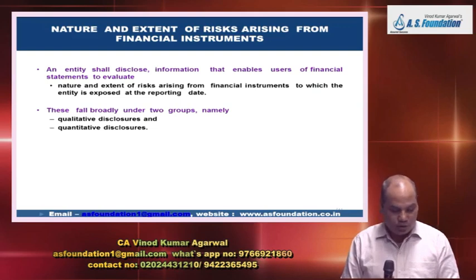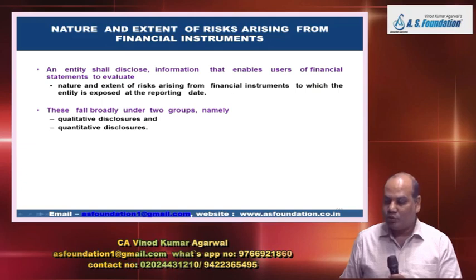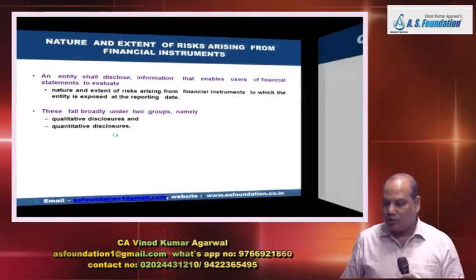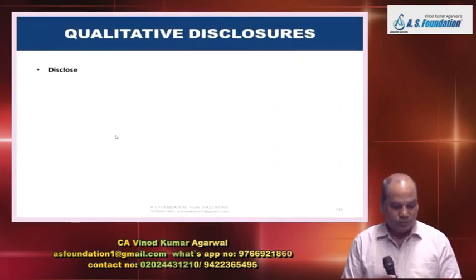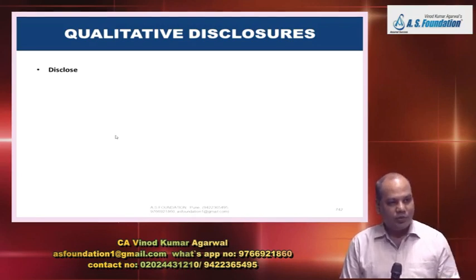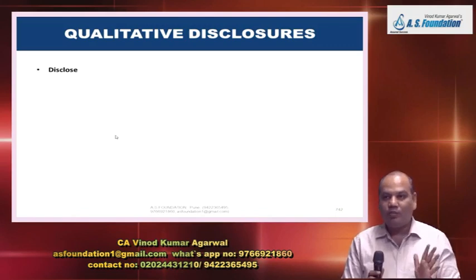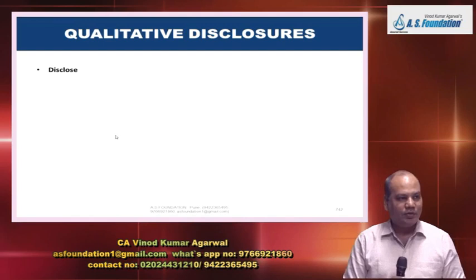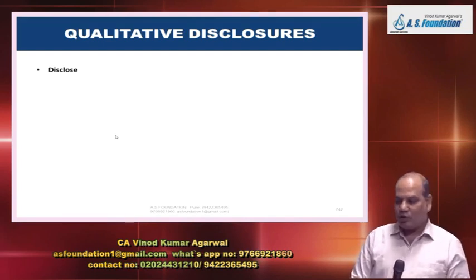Not only that, you have to disclose the nature and risk arising from financial instrument in such a manner that it will enable the users to evaluate the nature and risk arising from financial instrument to which the entity is exposed at the reporting date. And these disclosures will be given under two headings: qualitative disclosure and quantitative disclosure. Qualitative means narration, description, and quantitative means numbers, statistics, facts and figures, analysis. So that is called qualitative.